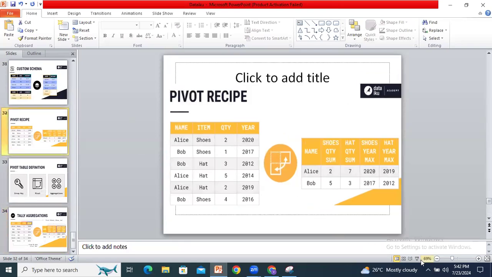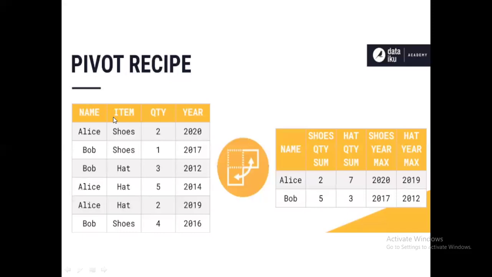If you look at this example of the pivot recipe, I have taken 4 columns: name, item, quantity, year. If I pivot this, name is the group key, so we are grouping by Alice and Bob. I have only 2 names here, Alice and Bob. And the aggregations I am doing are based on quantity and year.